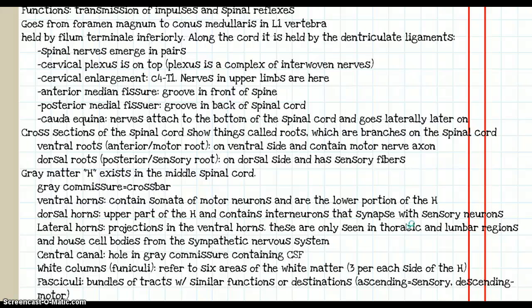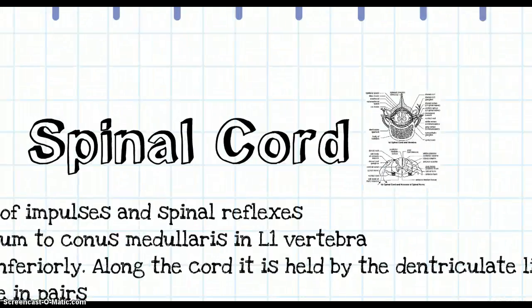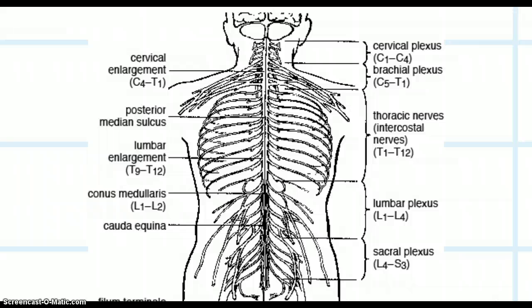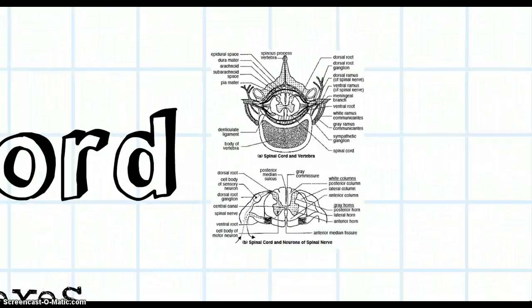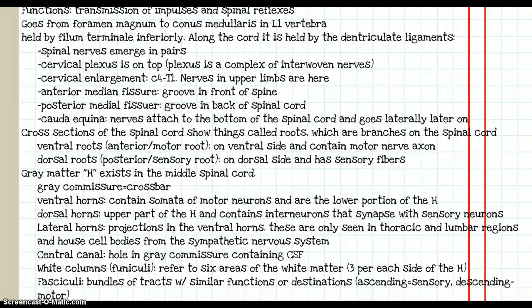The cervical plexus is on top, and then there's the cervical enlargement from C4 to T1, anterior median fissure. I won't talk about this really. I'll just show you a picture of it. So it's this. Memorize this picture. And then after that, I do want to mention the cauda equina, so nerves attached from the bottom of, that's basically like the end of the spinal cord, nerves attached to the bottom of the spinal cord, and those nerves, as they protrude, they go lateral.